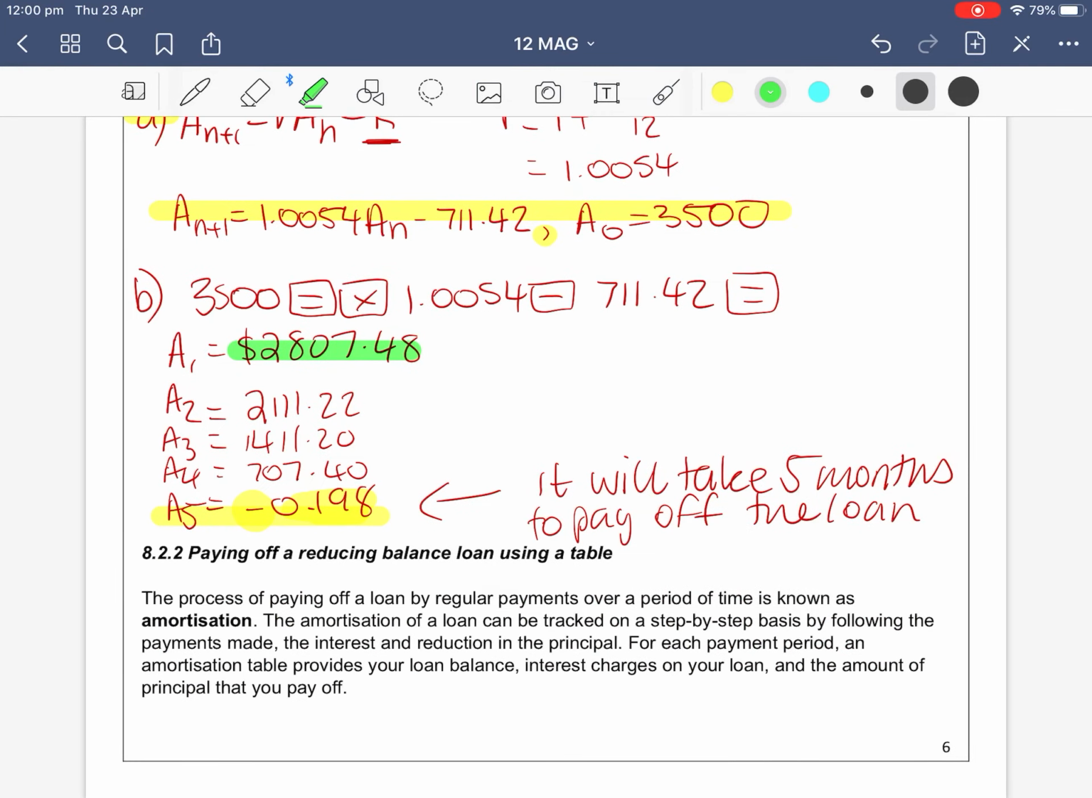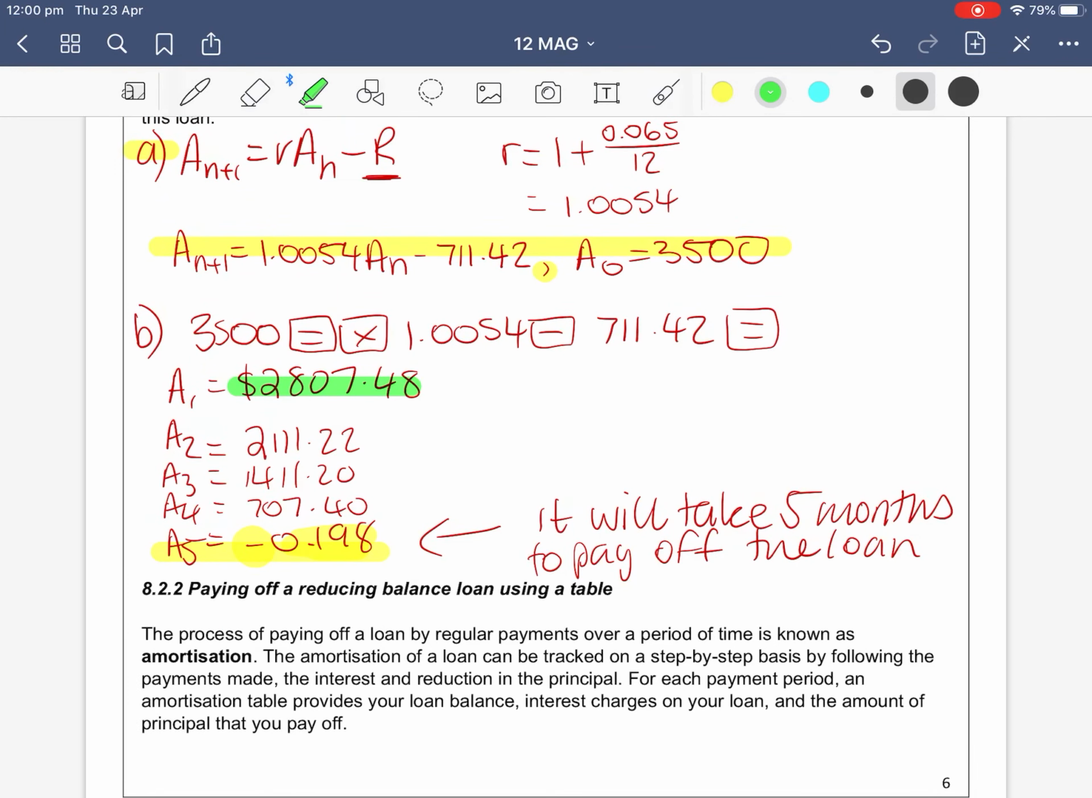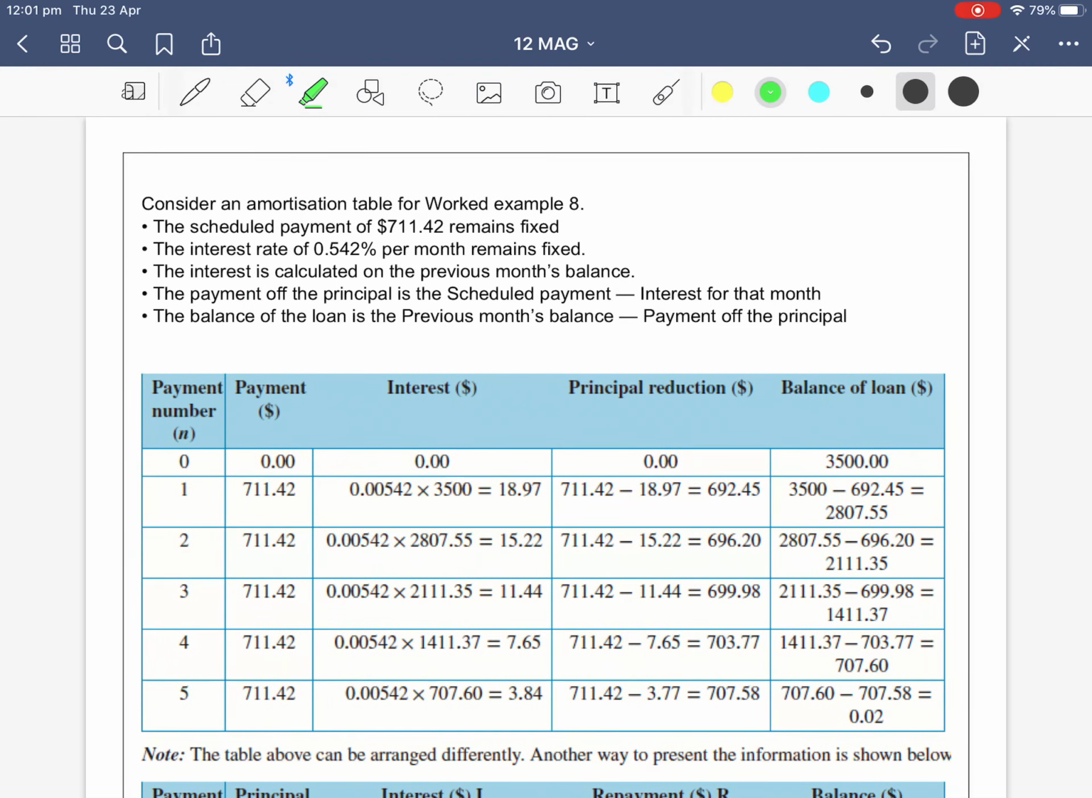Now, what we've just done here is basically model a process of paying off a loan with regular repayments. So our next subheading is paying off a reducing balance loan using a table. What we just modeled is the process of amortisation, which is the process of paying off a loan with regular payments. We can do this as a step-by-step process by looking at a table. That's going to be our next example. So let's get on to that.